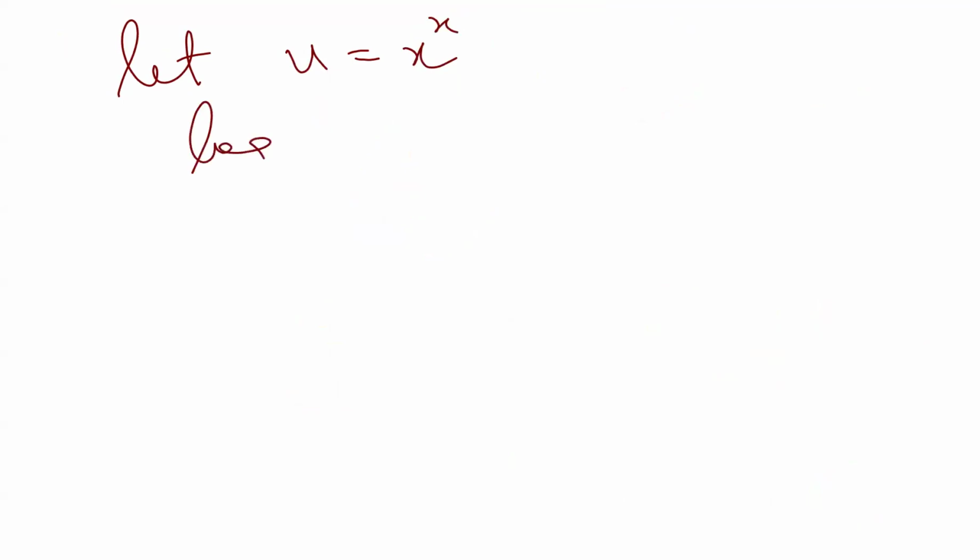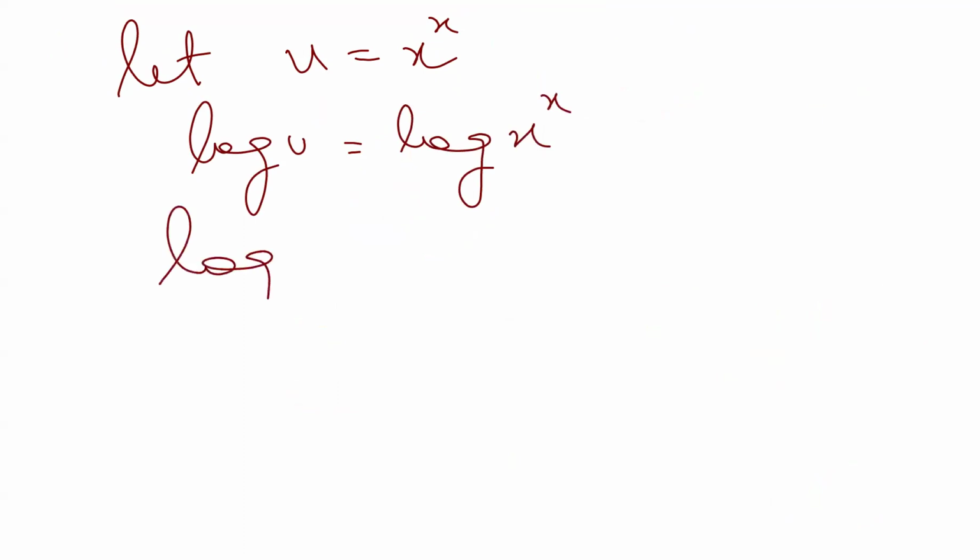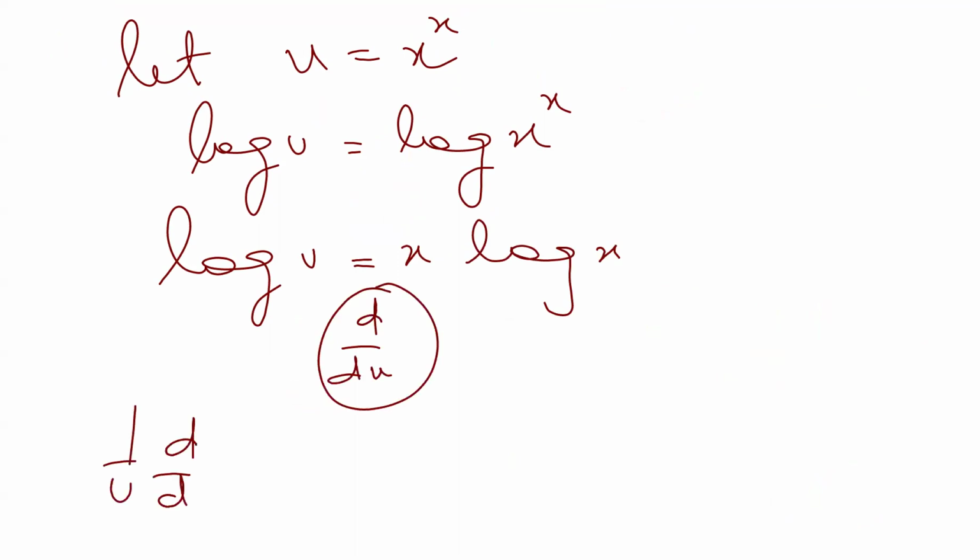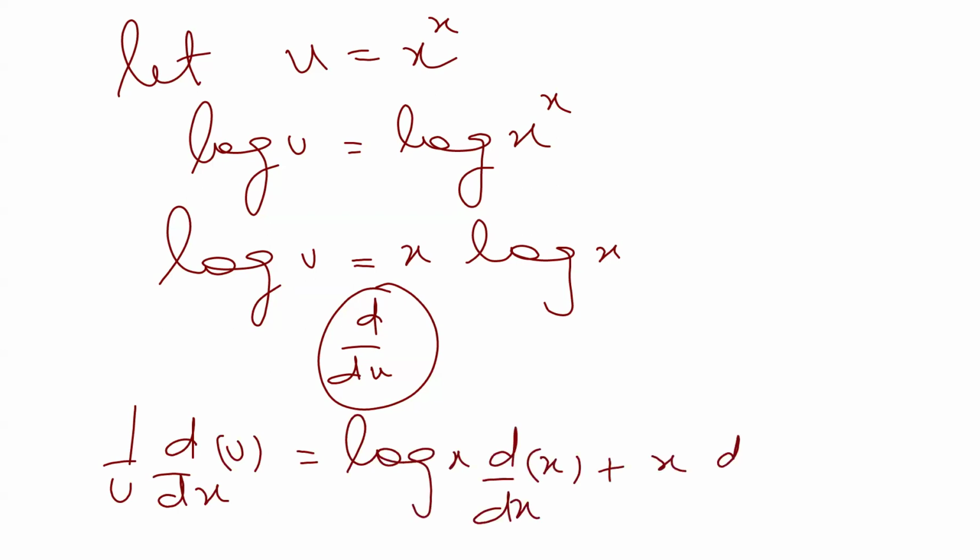Now taking log on both the sides because it is a function with base x and power x. So log u is equal to x log x. Differentiate this with respect to x. So 1 upon u d by dx of u equals, product rule on the right hand side: log x d by dx of x plus x d by dx of log x.